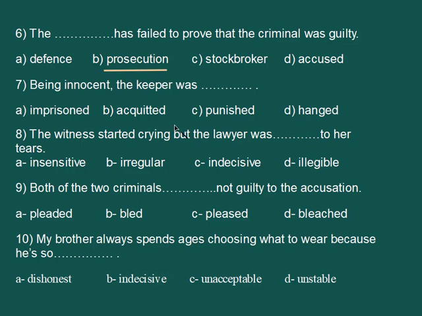Number 7, being innocent, the keeper was acquitted. Yes, great. Acquitted equals to be free or not punished, because the word innocent means that he's not guilty. Number 8, the witness started crying, but the lawyer was insensitive to her tears. Insensitive means that he didn't have feeling according to her tears. Number 9, both of the criminals pleaded not guilty to the accusation. So yeah, number 9, pleaded. This is the right answer. By the way, plead means to beg or to ask for something you want so much.